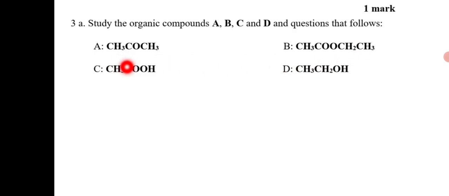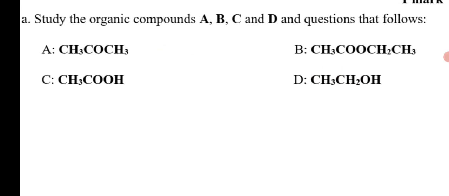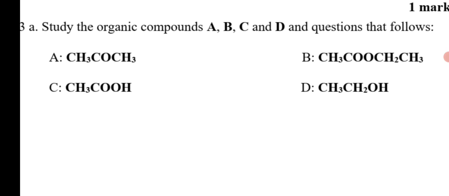Remember that organic compounds contain carbon and hydrogen, but the main element is carbon, which qualifies a compound as organic. Just a quick identification of these. Let's identify A. Compound A is basically an alkanone. As a matter of fact, it's a propanone.